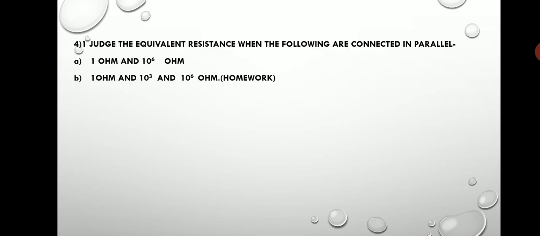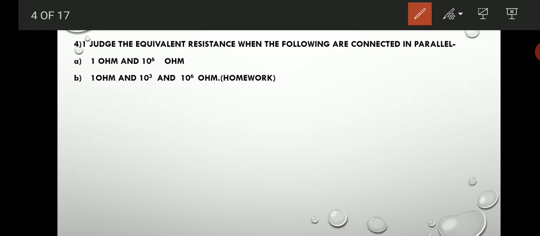But in a parallel connection, the effective resistance is less than the smallest individual resistance. Let's solve the first one and you will understand. The second one you need to find, homework it is. So how do we calculate the effective resistance in parallel?